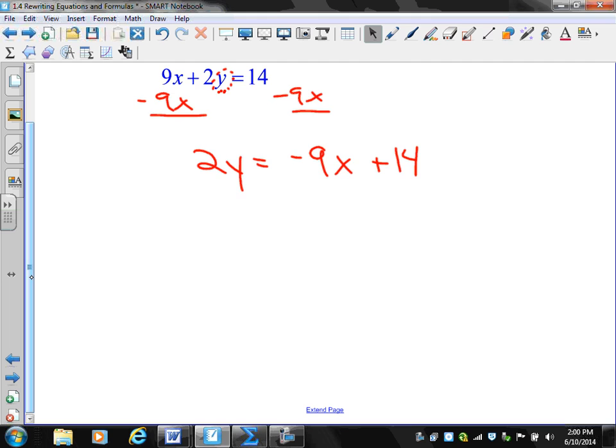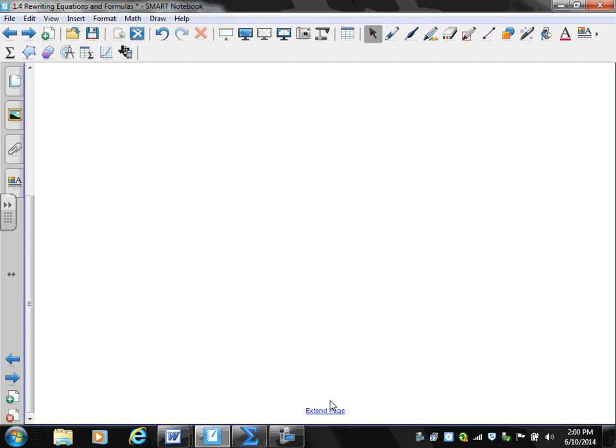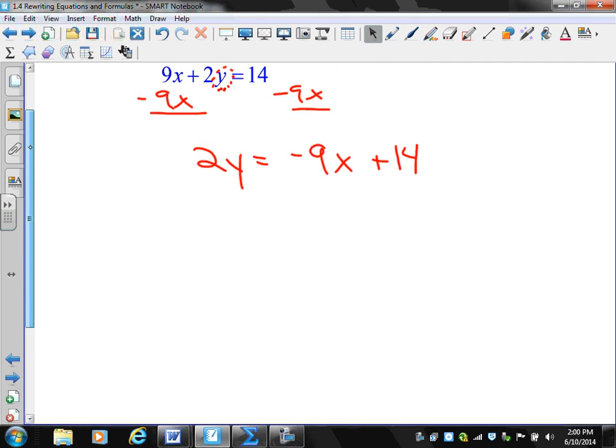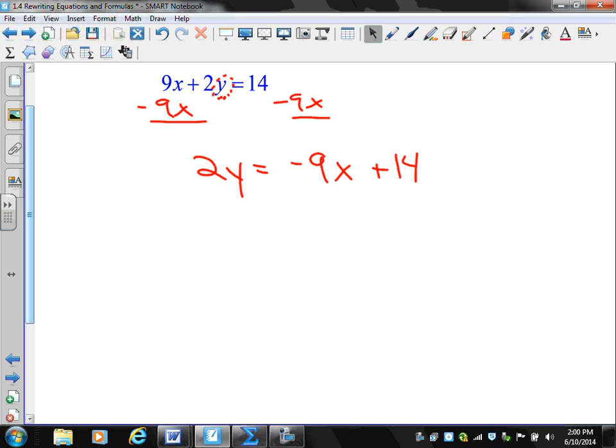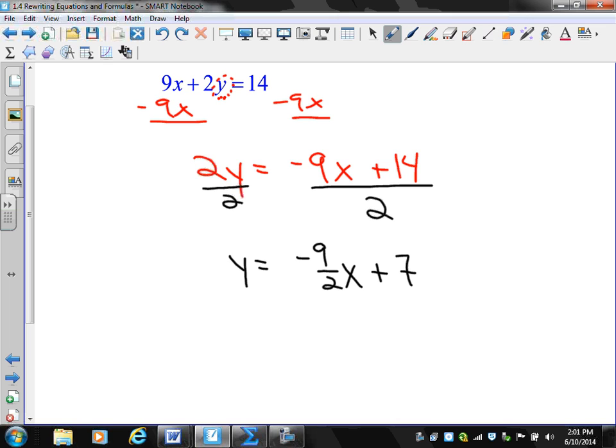So I tend to write my x's first. Okay, so what's next? I have this multiplying by 2 that's happening here, right? I don't want that multiplying by 2 there anymore. I want to divide by that 2. So that's exactly what I'm going to do. I'm going to divide both sides by 2. And I'm going to get y equals, and I'm going to split this up into two fractions. I'm going to write this as 9x, or 9 halves x, if you will, and then plus 14 over 2 would be 7. And now notice how y is by itself.